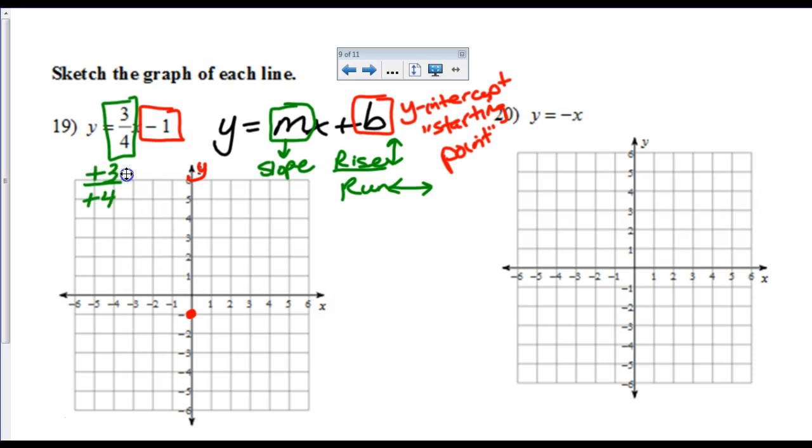So positive 3 means to rise 3 in the positive direction, so go up 3. And then positive 4 means to run to the right 4 units. So from this starting point, we're going to go up 1, 2, 3, and then right 1, 2, 3, 4. Now technically, you could have moved down 1, 2, 3, and left 1, 2, 3, 4, and it still would give you the same line because if you had negative over negative for a slope, this still comes out to a positive slope because of the two negatives rule.